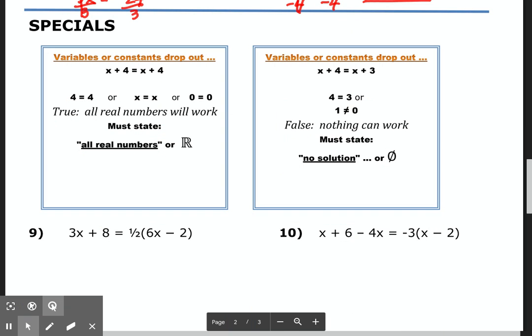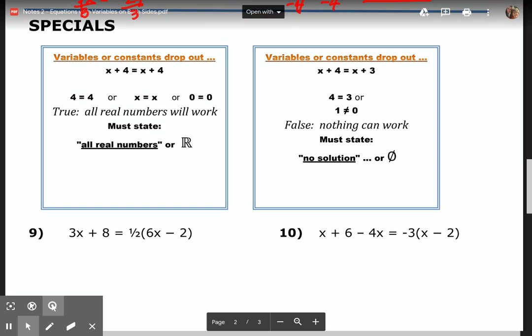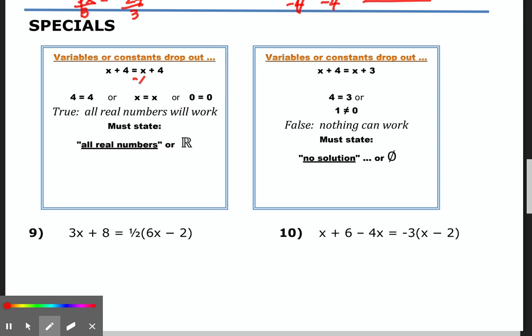The last thing we're going to cover are some specials. Specials are when variables or constants drop out. So for instance, x plus 4 equals x plus 4. If I subtract x from both sides, minus x, they would cancel out and I'd be left with 4 equals 4.